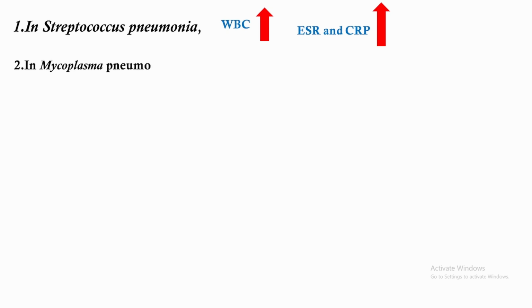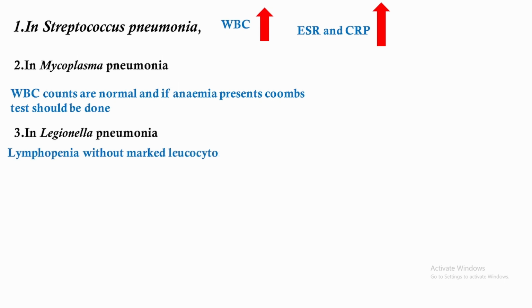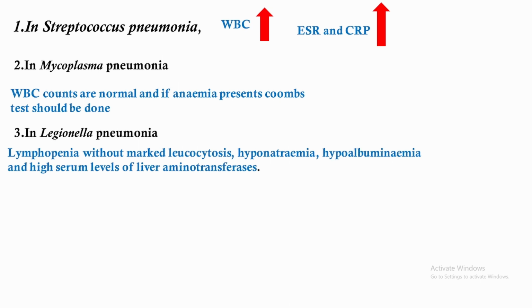In mycoplasma, white cell count is usually normal, and in the presence of anemia, hemolysis should be ruled out by direct Coombs test and measurement of cold agglutinins. In Legionella pneumonia, there is lymphopenia without marked leukocytosis, hyponatremia, hypoalbuminemia, and high serum levels of liver aminotransferases.